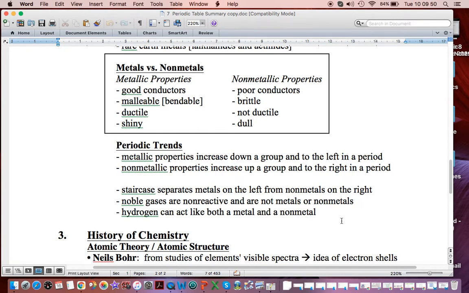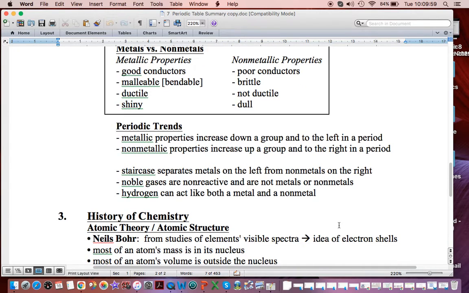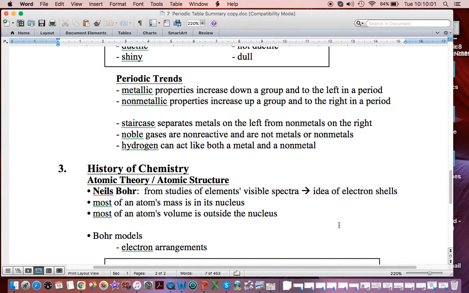Noble gases are their own group. They're non-reactive, and therefore they're not metals or non-metals. And hydrogen can lose an electron to be like a metal, and it can gain an electron to be like a non-metal, forming a hydride ion.